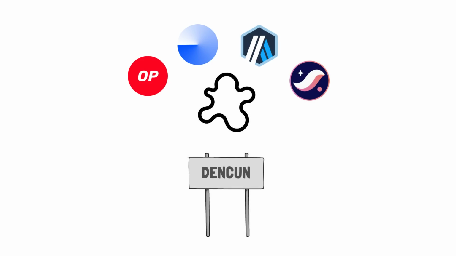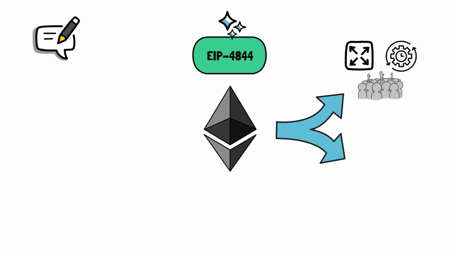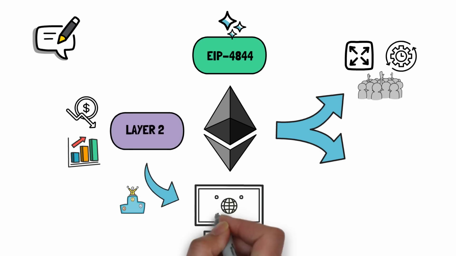We can already see most of the major L2s committing to start using the new blob space as soon as the Dencun upgrade happens. In conclusion, EIP-4844 is more than just an upgrade. It's a pivotal moment in Ethereum's journey towards becoming a more scalable, efficient, and user-friendly blockchain. By reducing the costs and increasing the efficiency of Layer 2 solutions, Ethereum is set to solidify its position as the leading platform for decentralized applications.